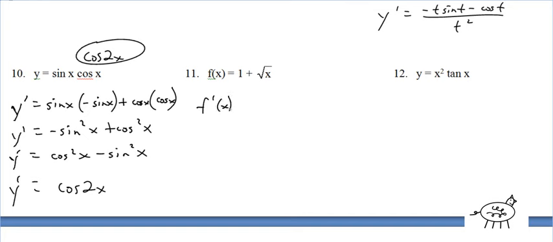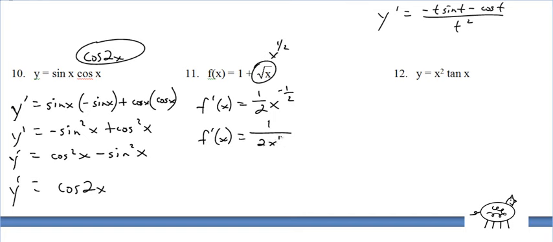F prime of x equals derivative of 1 is 0, so that's easy. I would actually write this as x to the 1/2 and then use the power rule. So it's 1/2 x to the negative 1/2. So f prime of x is equal to 1 over 2x to the 1/2.